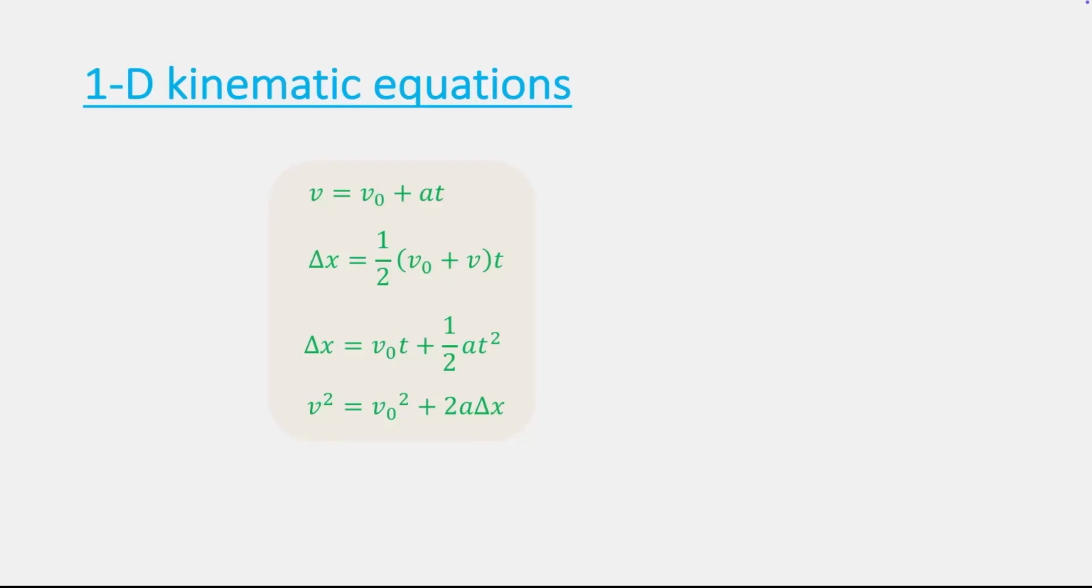In this video, I am going to derive these four one-dimensional kinematic equations, starting with the definitions of average velocity and average acceleration. I am considering an object, which is a car, in one-dimensional motion. At an instant of time t1, the object is at this position.